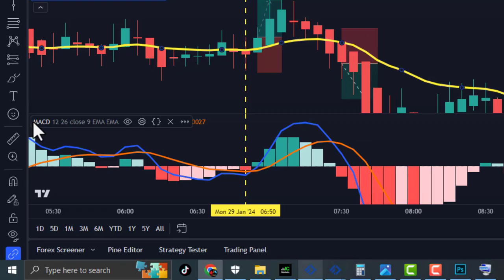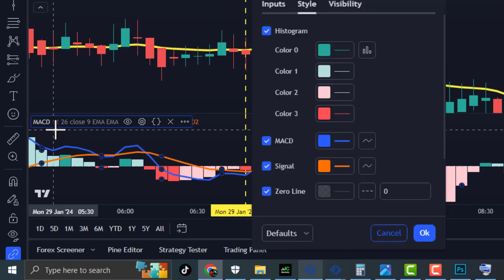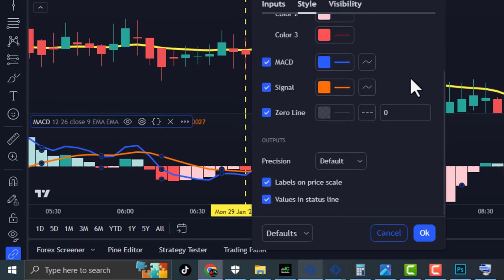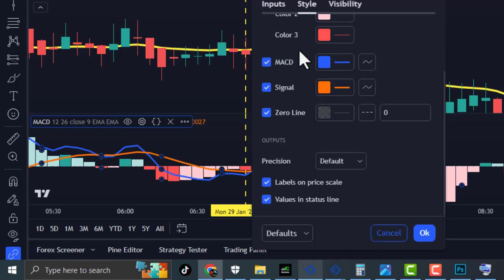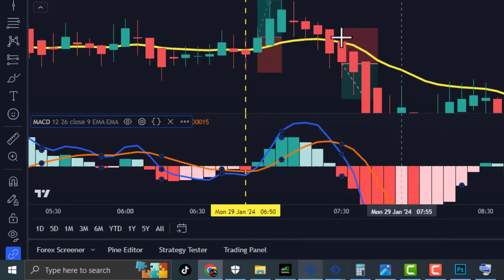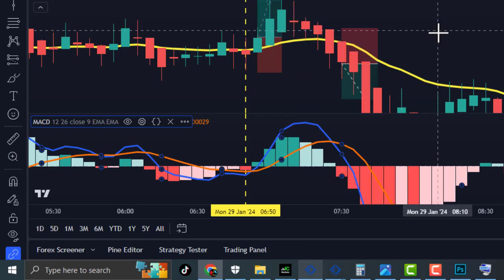The second one is the MACD. If I go to its settings, it says 12, 26, 9, so everything is default. All I did was thicken the MACD line and signal line a bit so you can see them well, to tell you what confluences we need and when we're going to take the session.